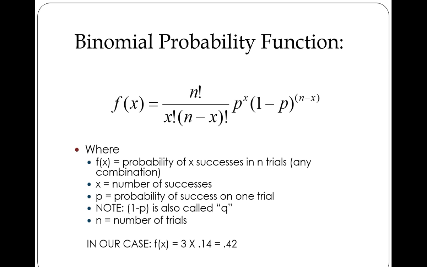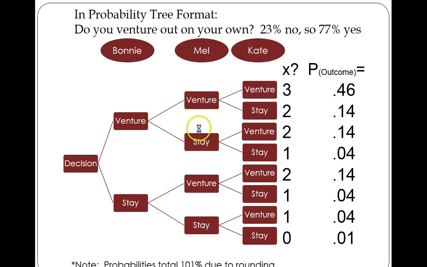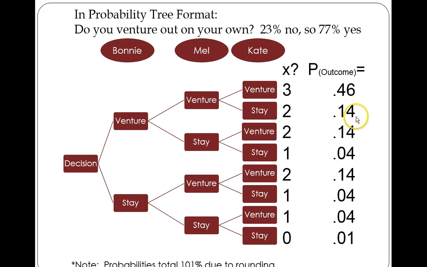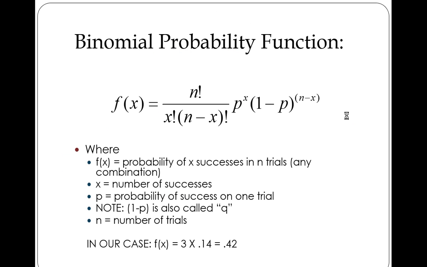So now, if we put this all together, we have the binomial probability function. This part on the left is the number of combinations, right? And let's look. We had 1, 2, 3 combinations with 2 successes, which is what we originally figured out, right? So there are 3 ways this could happen. So this part tells us how many ways it can happen. And then this part tells us the probability, right? So for each of those 2's, the probability was 0.14. Okay, so this is the probability part.